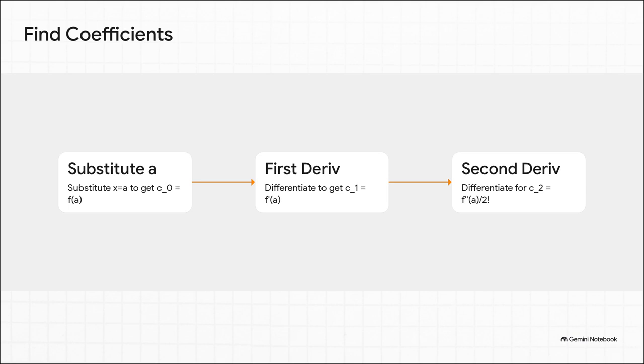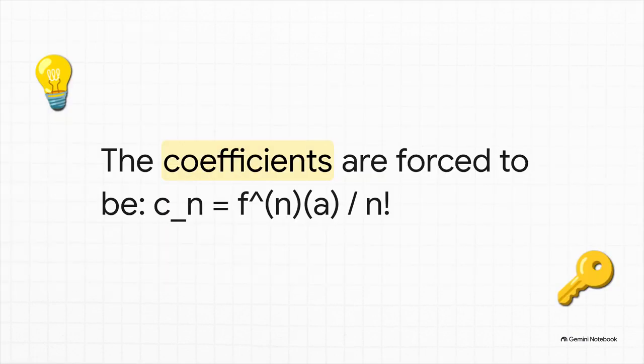And you know what? We do it again. Take the second derivative, plug in a, and we find that c sub 2 equals the second derivative of f at a, all divided by 2 factorial. We just keep peeling back the layers by taking successive derivatives. If you keep repeating that process, a really striking, undeniable pattern emerges. Our key discovery here is this. The nth coefficient, c sub n, is always going to be equal to the nth derivative of the function evaluated at a divided by n factorial.